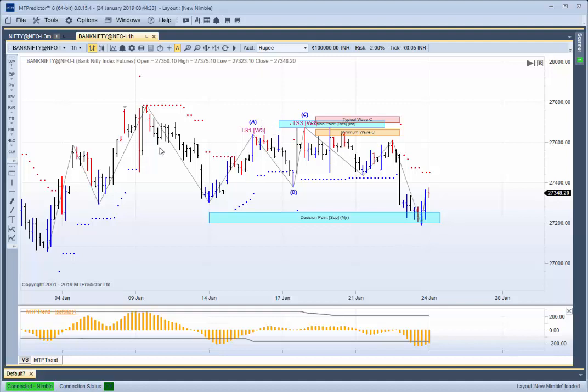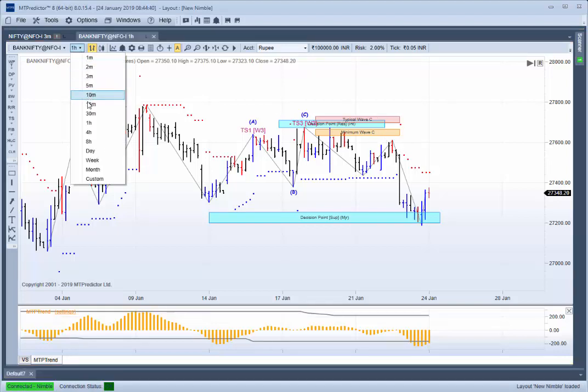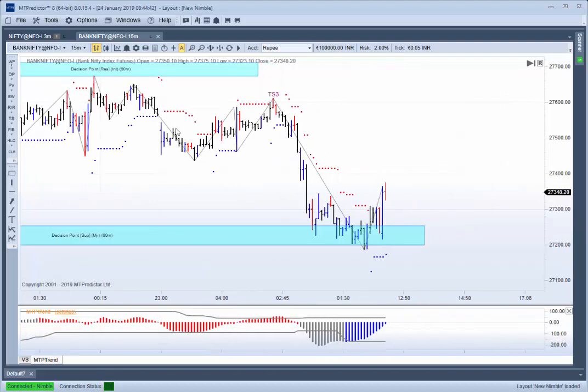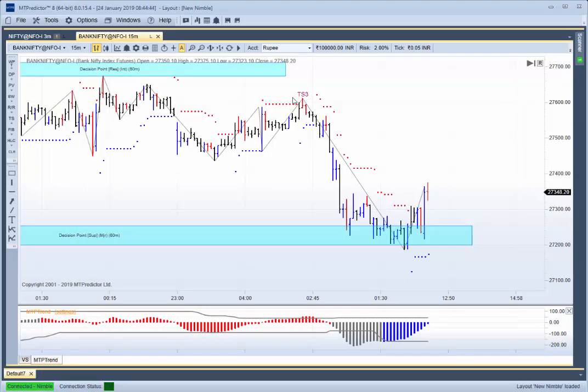So how does this fit in with our TS3 sell that unfolded around here? So I'll go back to our 15-minute chart, and here you can see our TS3 sell coming in there nicely indeed.